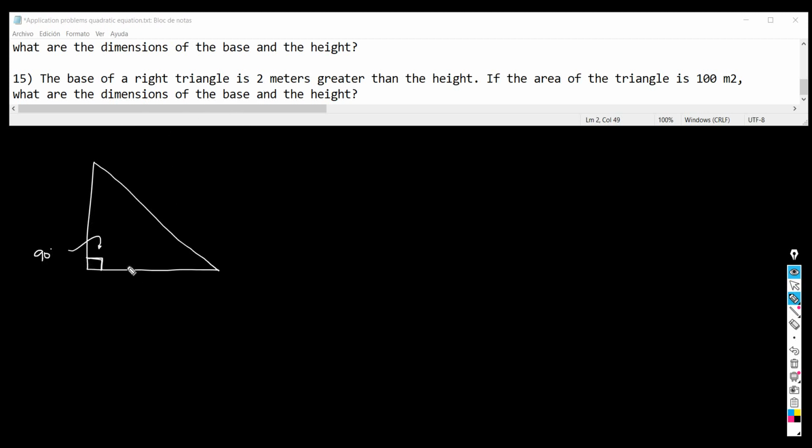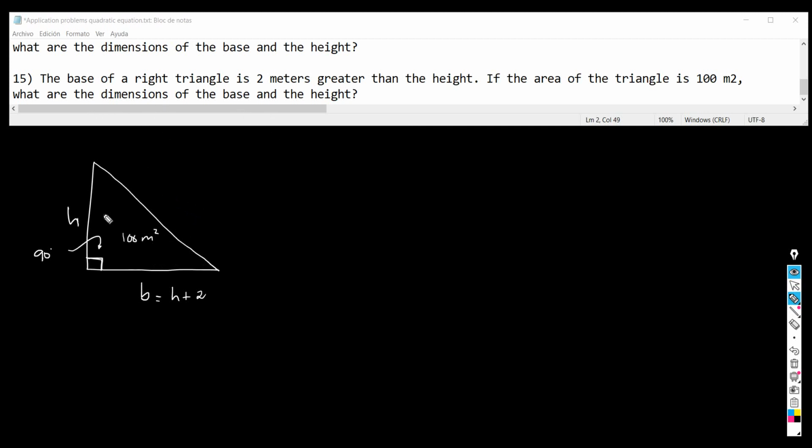And we know that its base, one more time, I'm going to call this side the base, and this is obviously the height, like so. We know that the base is 2 meters greater than the height. So that's the way I can represent that. And we know the area of the triangle is 100 meters squared. What are the dimensions of the base and height?